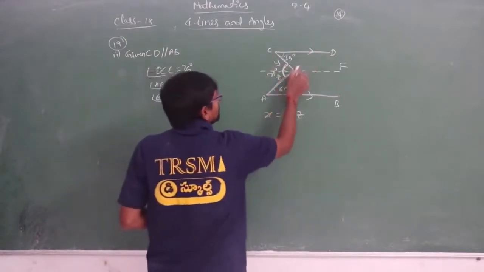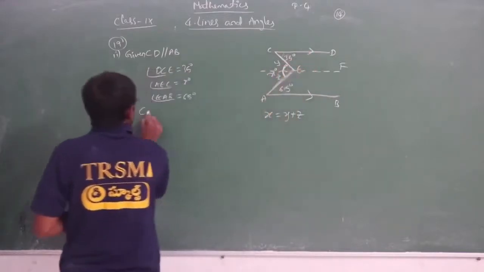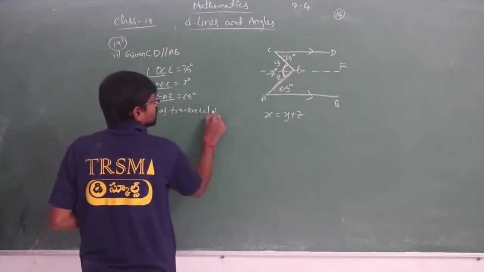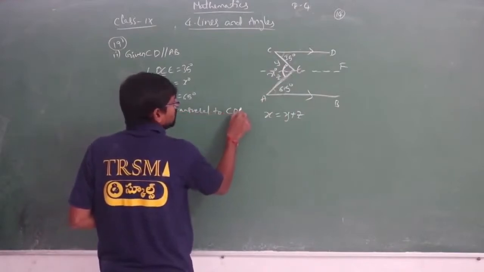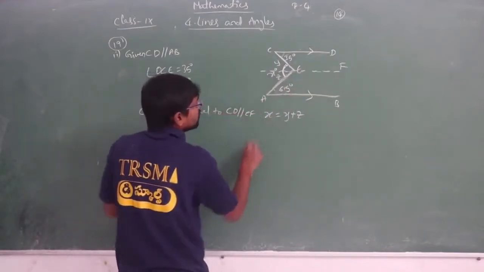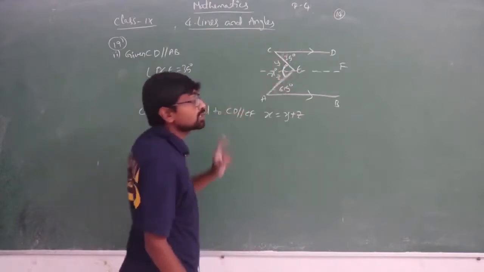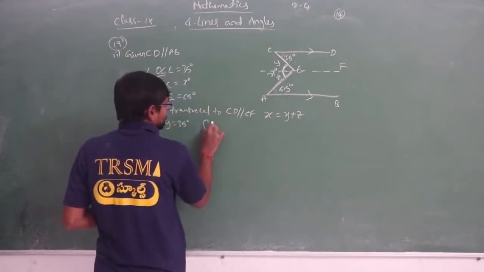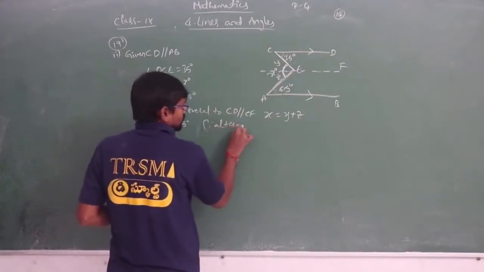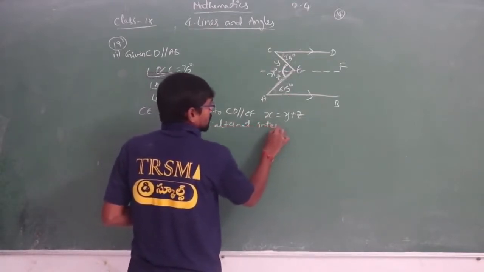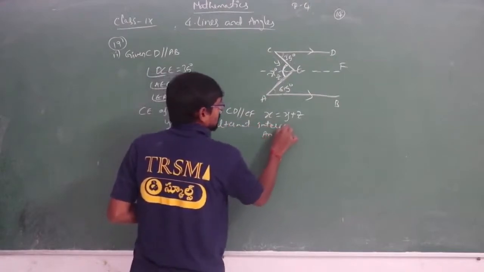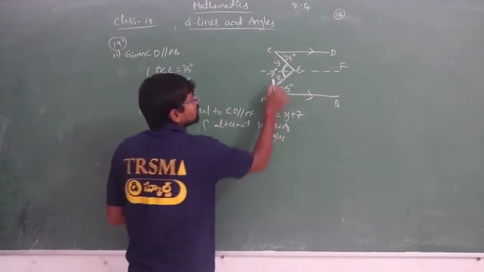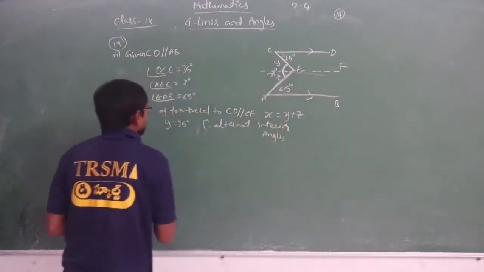So here you can take this CE as a transversal to CD parallel to EF. Then what will I get? The y value, directly I will get 35. Y is equal to 35 degrees, alternate interior angles. Alternate interior angles.